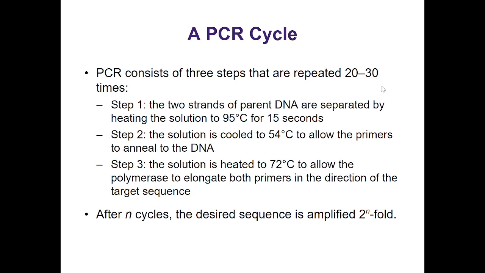So the PCR is going to happen in cycles. Your PCR is going to consist of 3 steps. We'll repeat that 20 to 30 times typically to get our amplification. Step 1 will have 2 strands of parent DNA. These are going to be separated by heating the solution to 95 degrees Celsius for 15 seconds. This temperature is actually very important. Going too high or too low will greatly affect your PCR rates. This actually was a big problem, because if you don't let your machines cool down and have rest times, you can have trouble controlling temperatures.